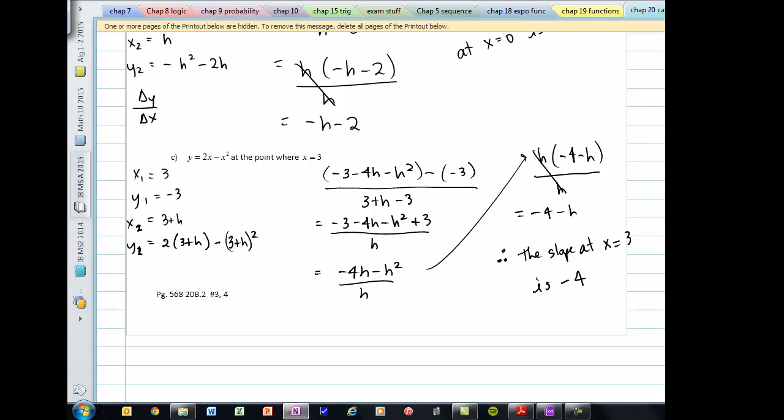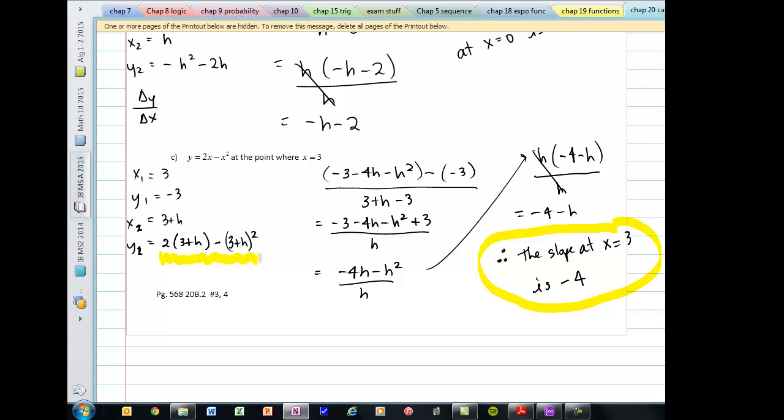Okay, so here's the results for letter C. The slope at x equals 3 is equal to negative 4. If you didn't get that answer, chances are when you expanded this part of the equation, you didn't distribute that negative. You have to FOIL the 3 plus h, but then you also have to distribute the negative. So if you didn't get the right answer, just double check that work.